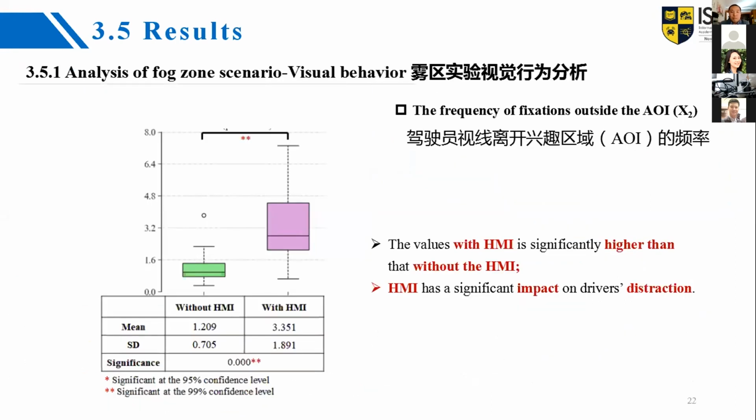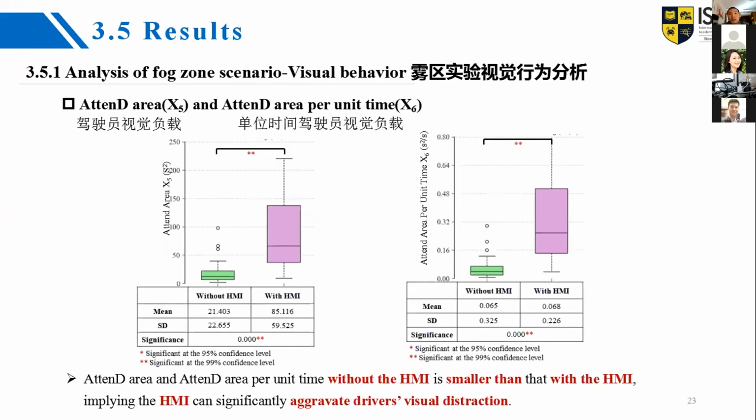Okay, let's go on. For the indicator, the frequency of fixation outside the area of interest, as shown in the picture, HMI has a significant impact on the driver's distraction. For the indicators attended area and attended area per unit time in the 2 pictures, we see that the HMI can significantly aggravate the driver's visual distraction.